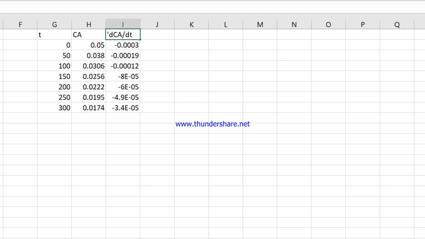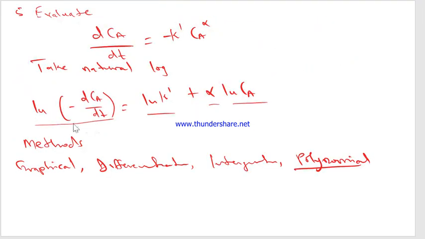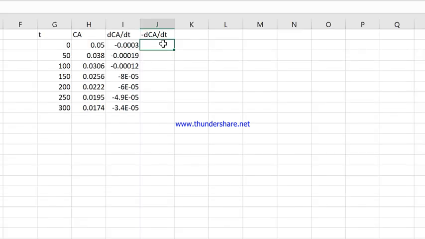So let's remove it and find another column to create the negative. We have to multiply everything by negative in order to conform with our equation, ln of minus dC/dt. So to create a column for that, we multiply everything in this column by negative 1.